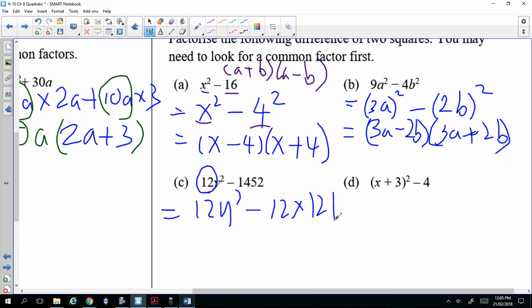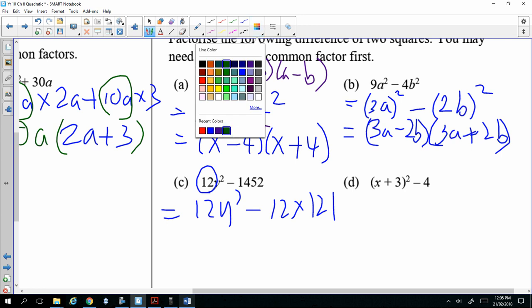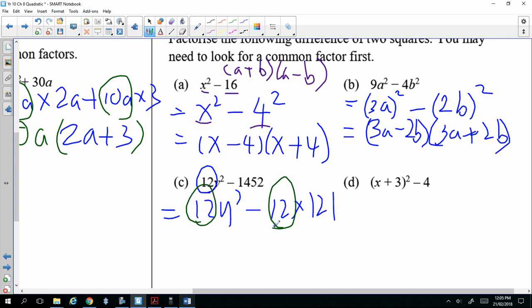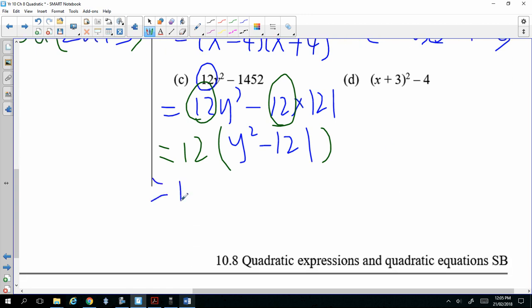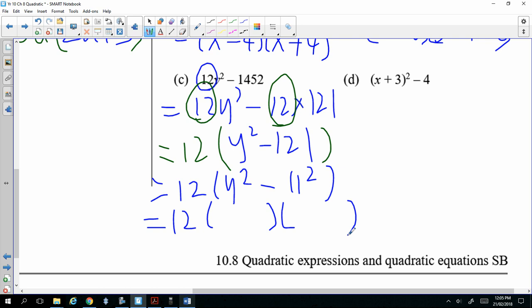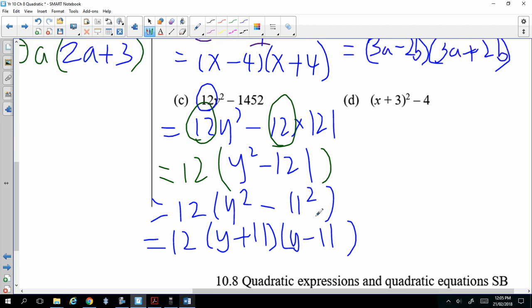So you can take out a common factor of 12. So sometimes you have to take out a common factor first, which is y squared minus 121. But 121 is a perfect square. So what square becomes 121? 11. So that's a difference of 2 squares. So you factorize that, and you can write the plus first and then the minus second. Doesn't matter, as long as you have 1 plus, 1 minus. Okay, that's done. Part C, we have to take out a common factor.